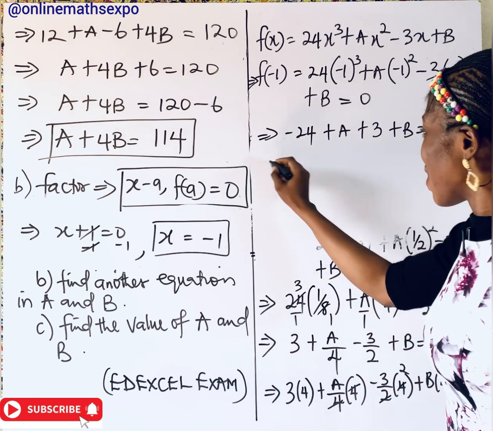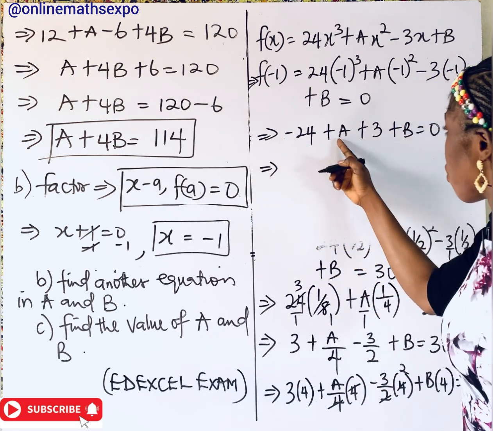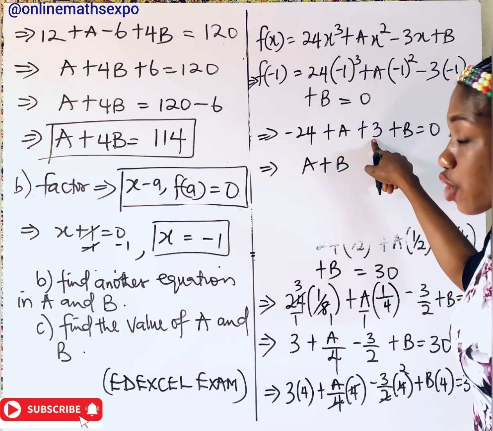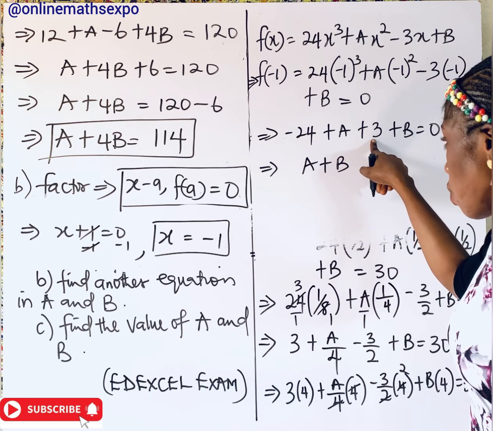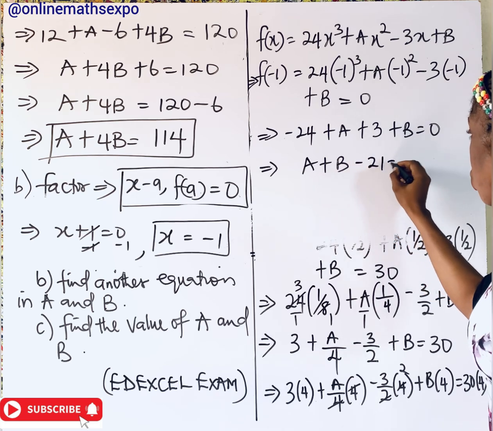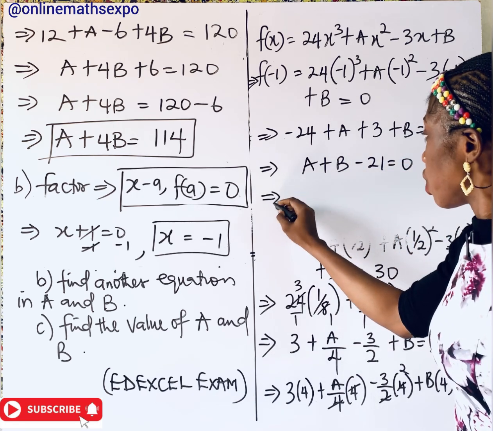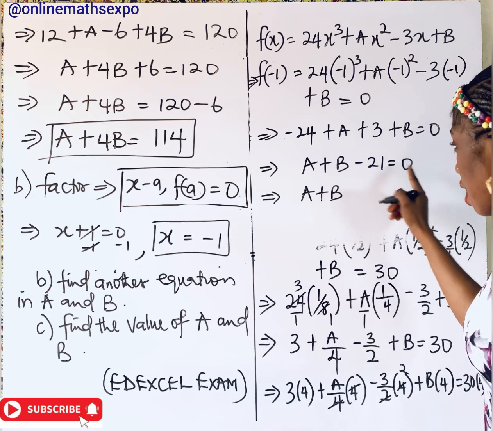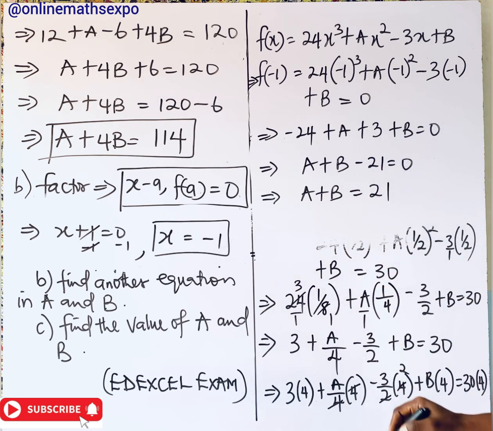Interesting. So what do you do again? You are going to now have a plus b. Negative 24 plus 3 will give us negative 21. So we have -21 is equal to 0. So this implies a + b, add this to both sides. So we're going to have a + b equal to 21.